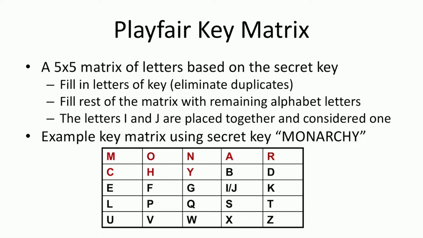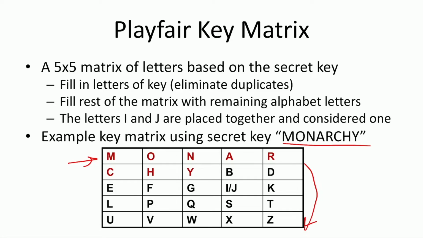So, for example, here the key is monarchy. So we have first filled the letters of the key from left to right here in the first row. And since we don't have any repetitions, we put all the letters of the key here in red. And then we have filled the remaining letters of the alphabet here.